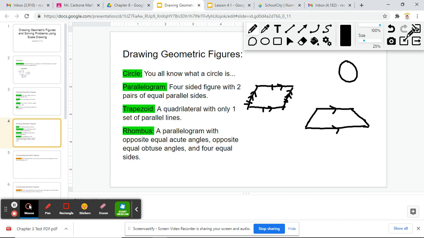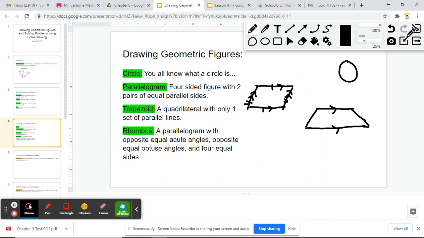This side is not parallel to this side. And I suppose I should mention too, parallel means they're heading in the same direction and they will never intersect. So I kind of took that for granted there, but a set of parallel lines are two lines that are going in the same direction and therefore will never intersect.